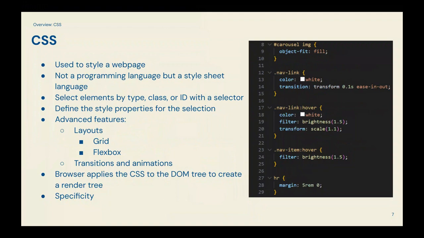The next concept is CSS, which stands for Cascading Style Sheets. And this is the language that's used to actually style the web page that you've created in that HTML document. So, as the name kind of implies, it's a style sheet language, not really a programming language per se. CSS is made up of selectors as well as the style properties for that selection. And you can see that in the image on the right, which is an example of CSS code.